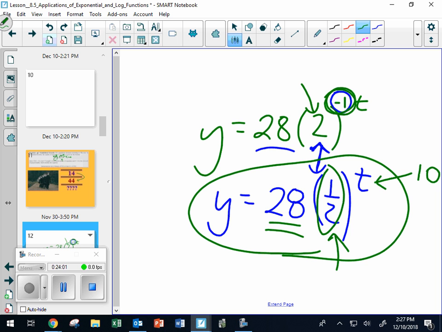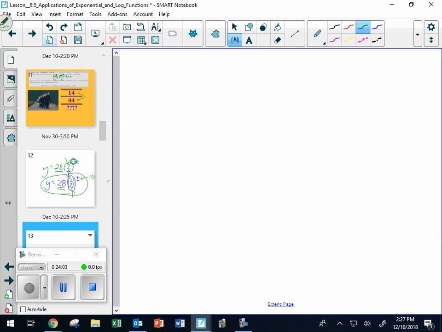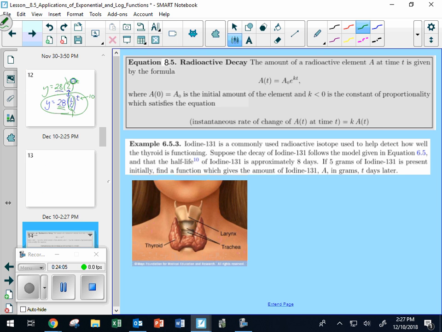Okay. All right, so here's a typical question. I want you to go to this one. Radioactive decay. Half-life. Have you heard of half-life? Well, now you do math with half-life, right?